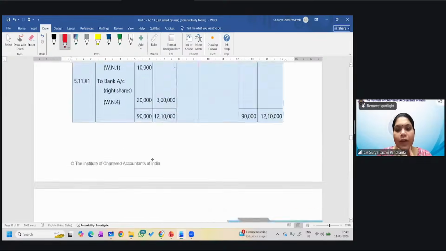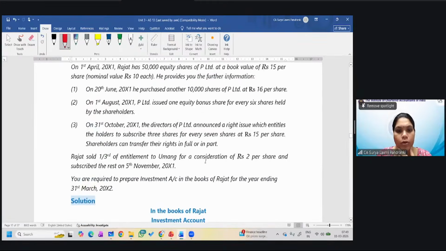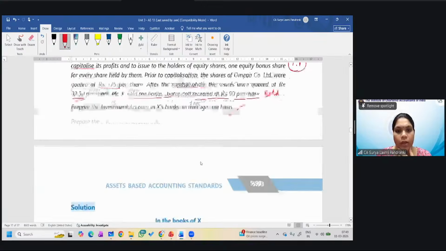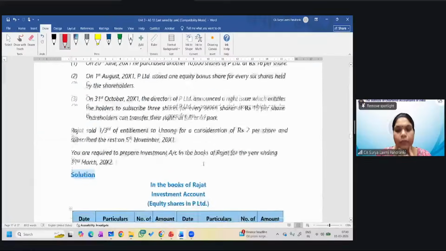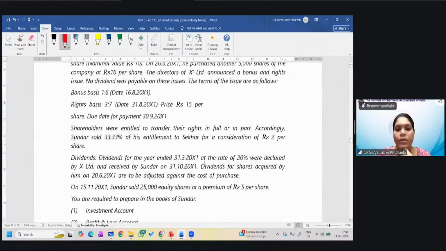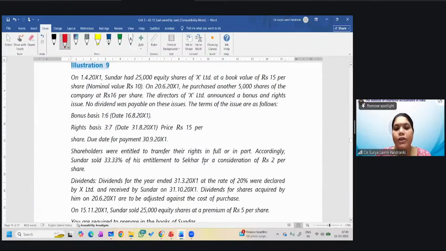Somewhere it will be given FIFO also. I think in one question they will mention FIFO somewhere. I'll show you. Mostly they will mention it. If nothing is mentioned, you can write a note in the working note saying that since nothing is mentioned, I am following an average cost basis, and then you do the average and continue. You can do that. Okay, ma'am. Thank you, ma'am.